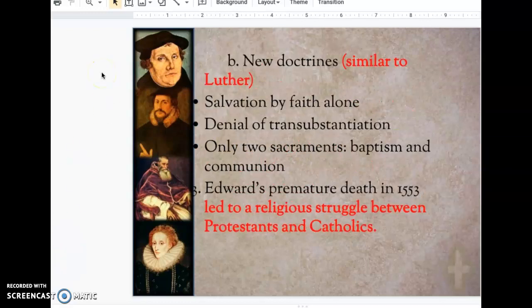Under Edward VI, the new doctrine for the Anglican Church was very similar to Luther. And I just listed these examples, but you don't have to write them down. But it just shows you how similar the doctrine was to Luther's beliefs. Now, unfortunately, Edward died a premature death. Remember, I told you he was very sick when he was born, so he did have some health issues. This led to a religious struggle between Protestants and Catholics.